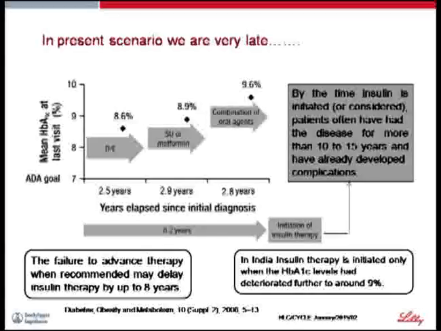As you can see from this slide, probably this is how we have been treating our diabetics all these years. We usually follow what is so-called outdated step care therapy. We start the patient on a single drug, go for combination, and by the time we even think of insulin, a few years have gone by and the patient has already developed complications and it is too late. I think this scenario should change, and we have seen that in India, insulin therapy is initiated only when the HbA1c levels deteriorate to more than 9, and the failure to advance therapy when recommended may delay insulin therapy up to 8 years in many of these patients.